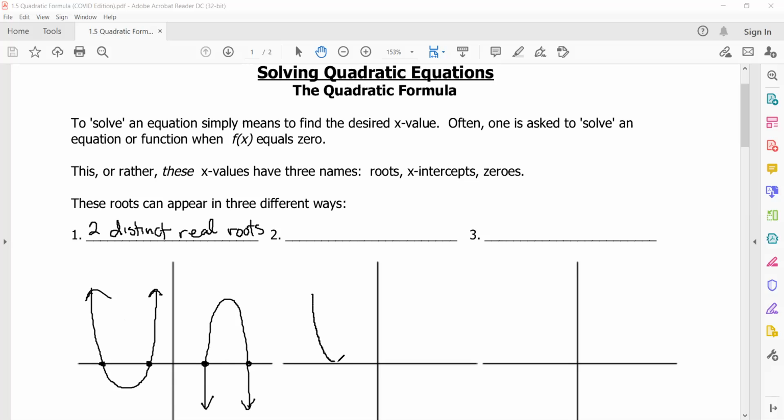Sometimes the parabola, or whatever the question we're dealing with, will have only one possibility. Graphically, it looks something like this. It will only touch the x-axis once. We could call this one root, but the proper mathematical way of describing it is it's two equal roots.